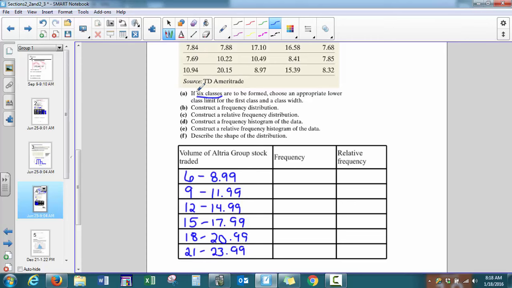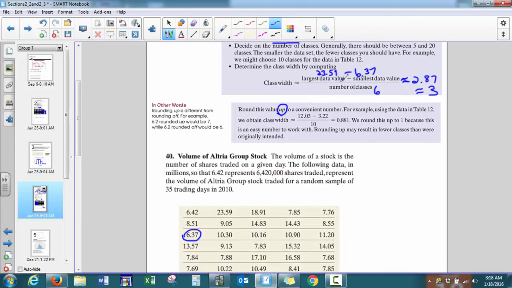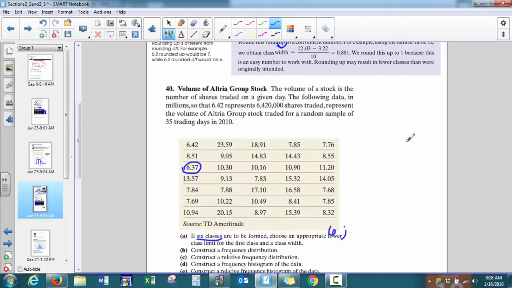So, if 6 classes are to be formed, classes are rows, choose the appropriate lower class limit for the first class and the class width. Our appropriate lower class limit was 6, and our class width that we found in this step was 3.